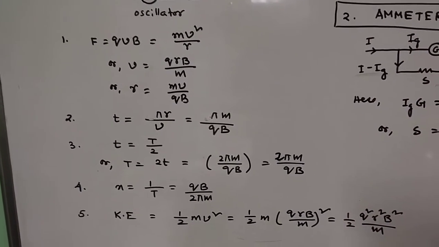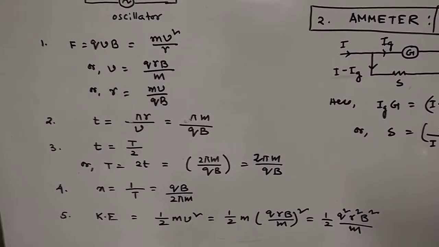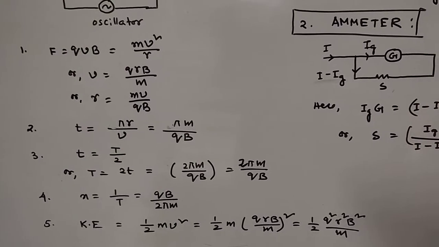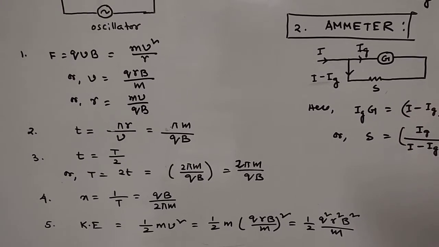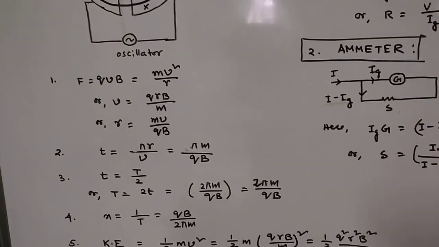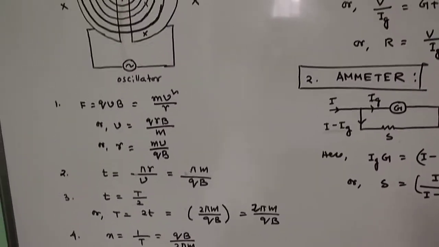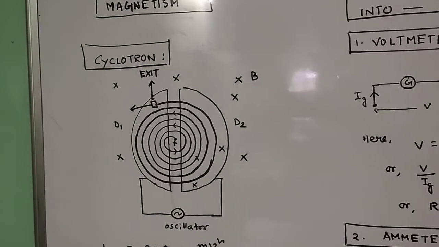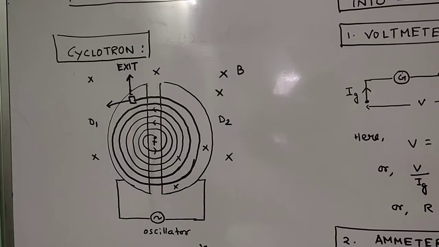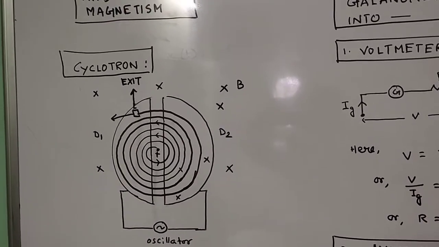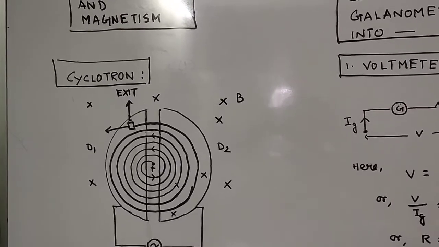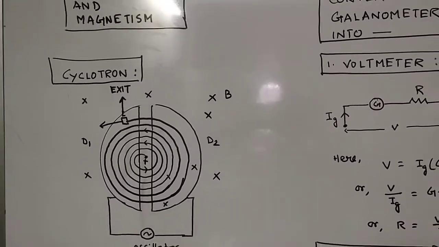And kinetic energy we can define as half m v square, that is half m times qRB by m whole square. So from this you can see that kinetic energy increases with the increase in radius. So the charged particle describing a higher radius has higher kinetic energy. That's why the particle must move in concentric circles, and when it reaches the periphery of the D, you have to take it out, because in that case the charged particle will be of very high kinetic energy, and the possible work we can perform.